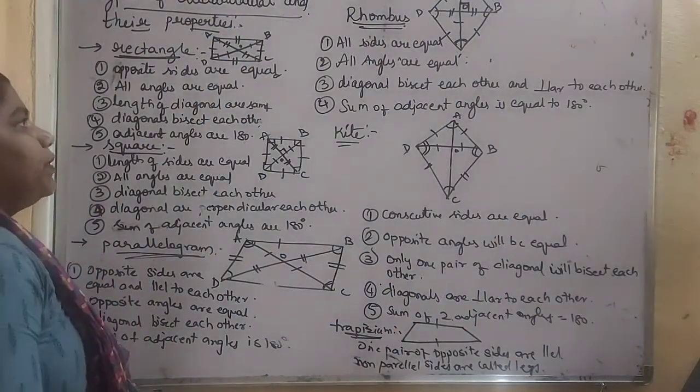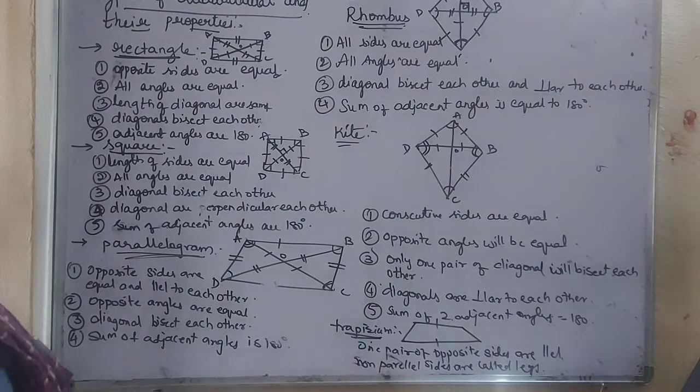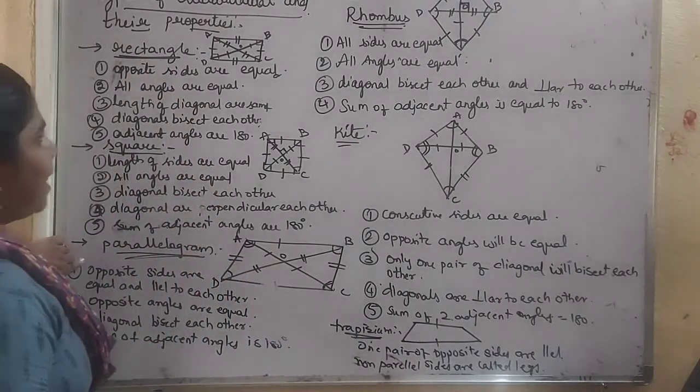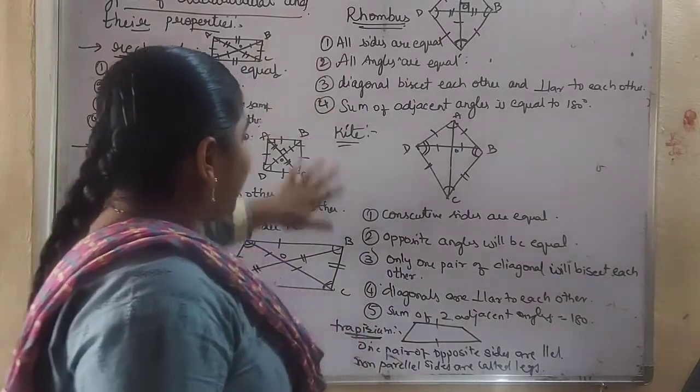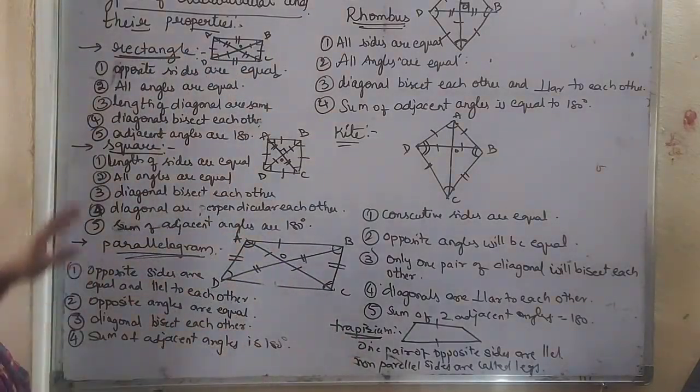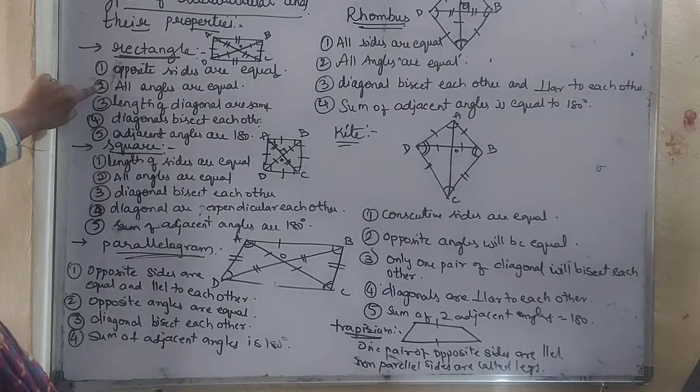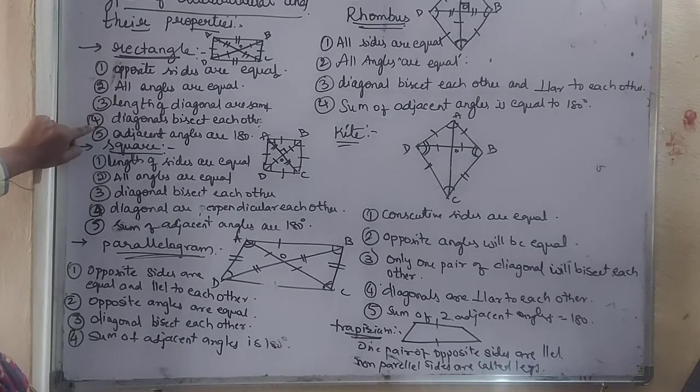So these are the properties of quadrilateral. How many different types of quadrilaterals are there? Rectangle, square, parallelogram, rhombus, kite and trapezium. For rectangle, what are the properties? Opposite sides are equal, all angles are equal, length of the diagonals are same, diagonals bisect each other and adjacent angles are equal to 180 degrees. So these are the properties of rectangle.